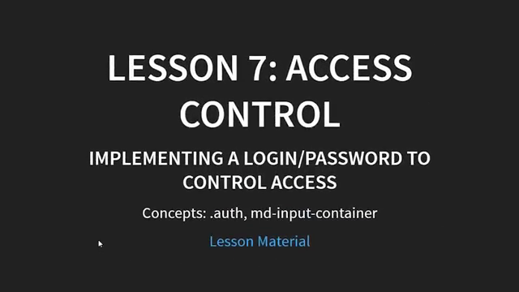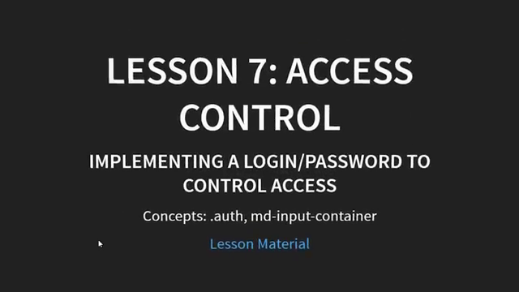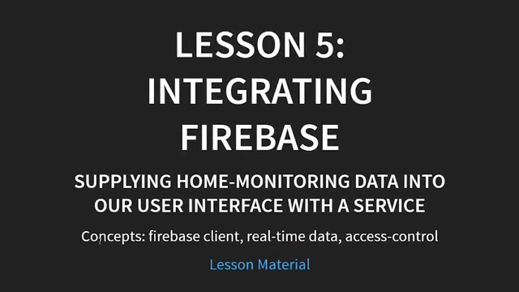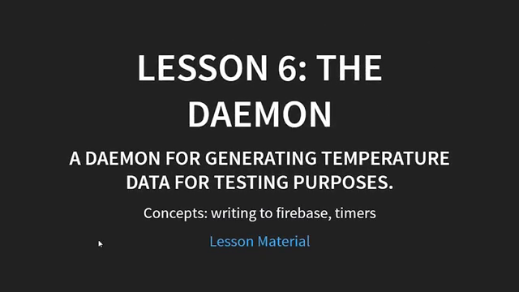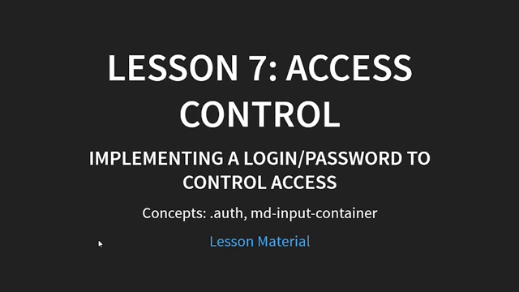Then we're going to get into access control, because once we have real data happening in the form of a daemon that is running on the Raspberry Pi, we need to get into access control and basically protecting this data, since it's now real live legitimate data. So we'll show you how to do a login with password and make that all secure using the excellent authentication services that we find inside of Firebase.